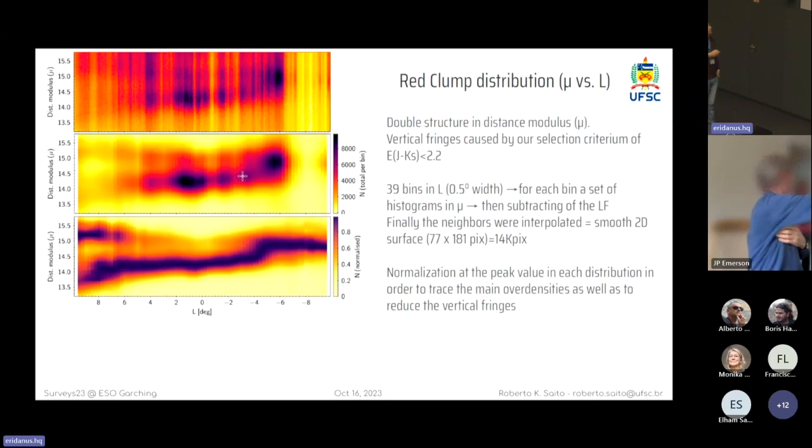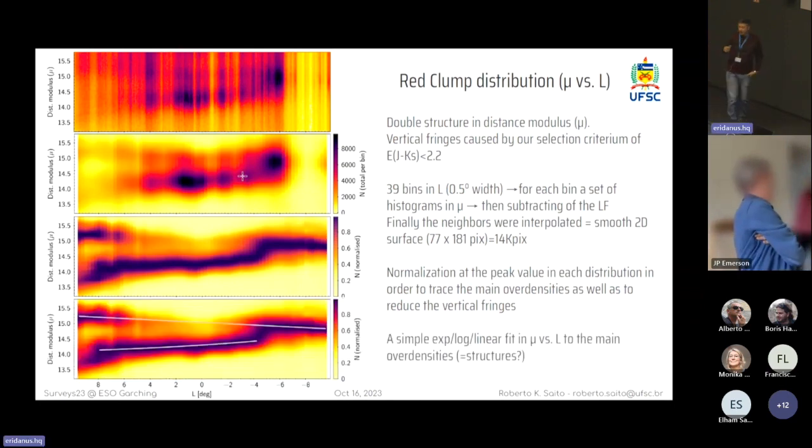And in this image, we fitted two main structures. One here that's very consistent along all the longitudes, and this other one that seems to connect here, and here has some kind of break that I will show you later.